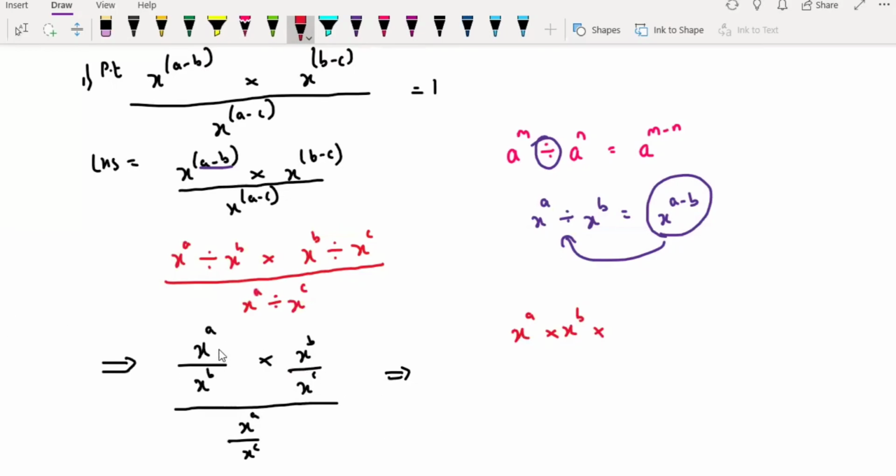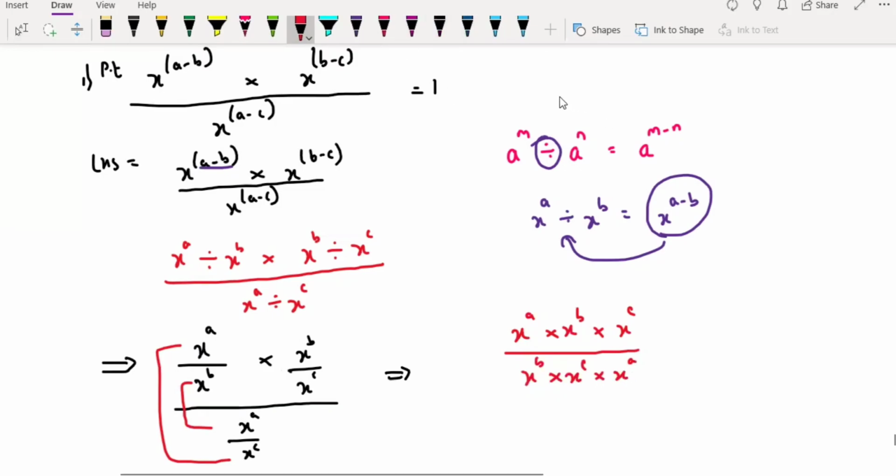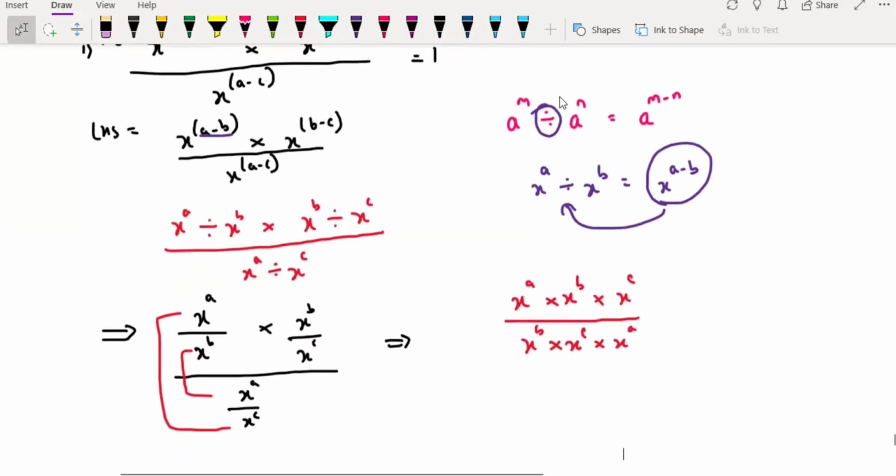In the numerator there are two terms, and in the denominator also two terms. So we multiply the first and the last values, and the middle terms together. The last exponent value is x to the power of c, which comes to the numerator, divided by, now middle to middle, x to the power of b into x to the power of c into x to the power of a. As you can see, the numerator and denominator contain the same terms.